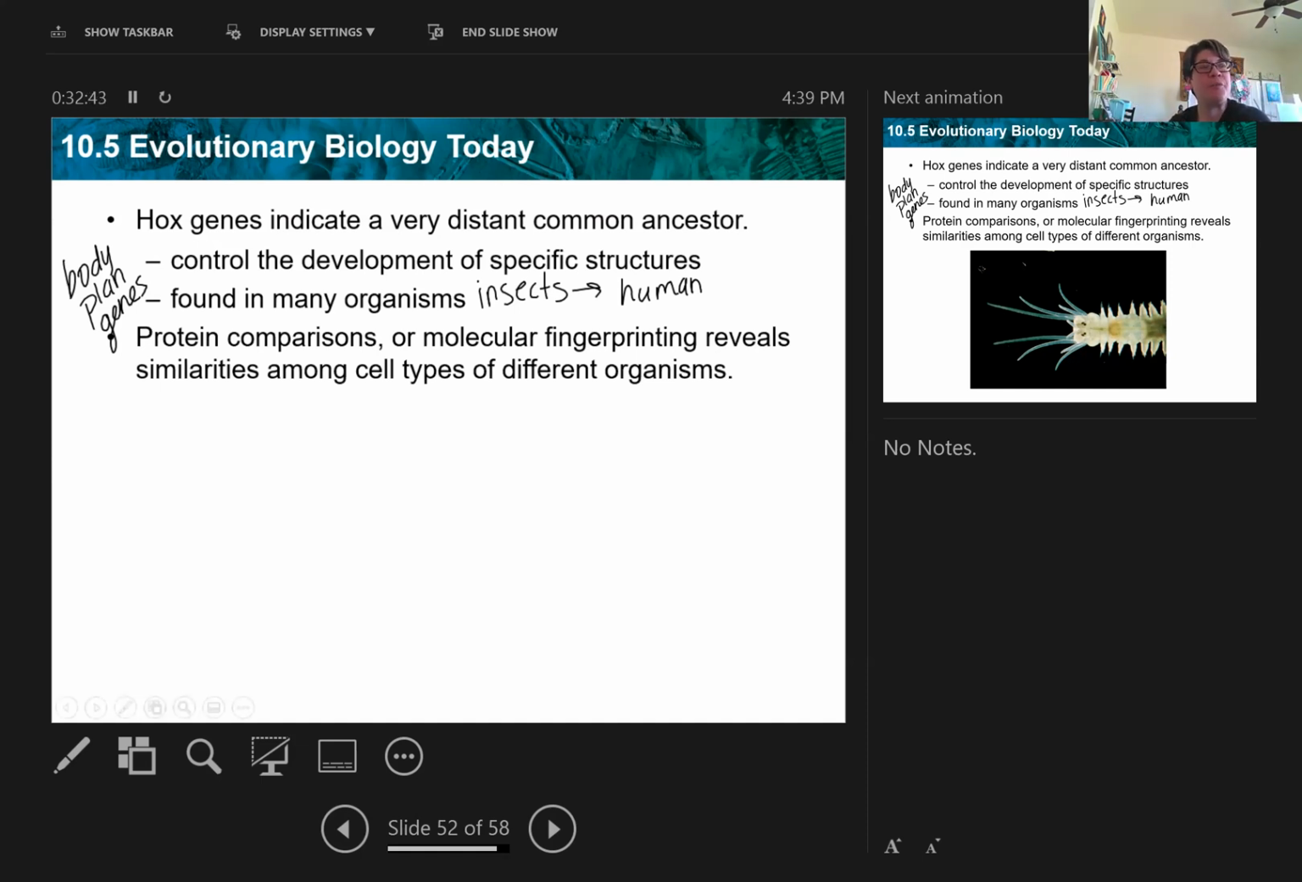And then another thing that we look at is protein comparisons. So we actually look at their proteins to see how similar they are. If they have more proteins in common, they're more closely related.